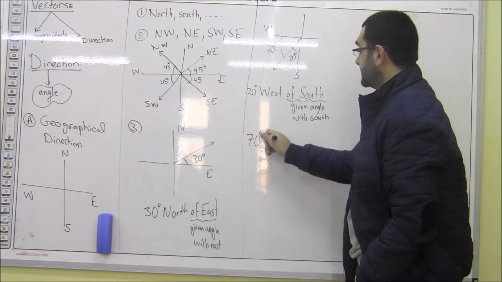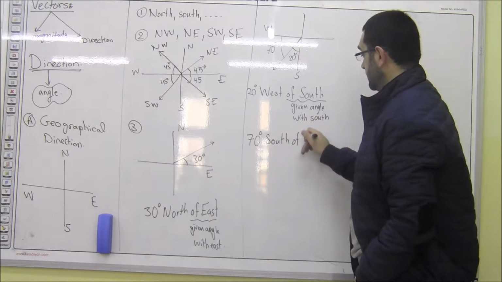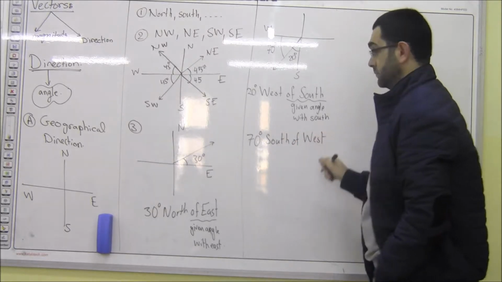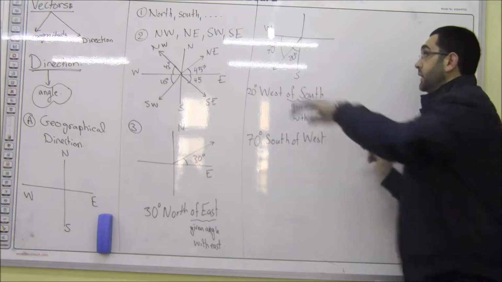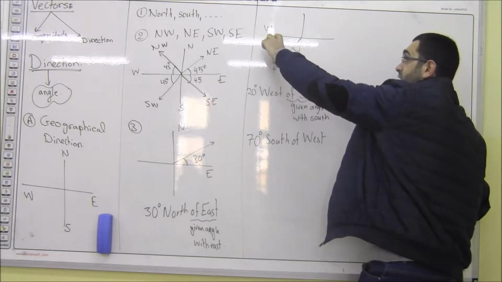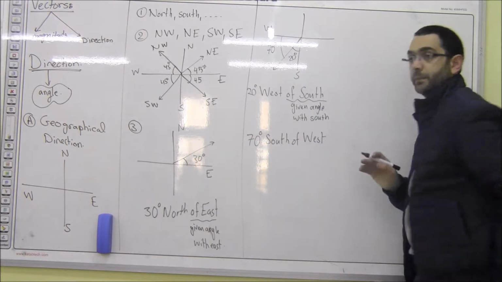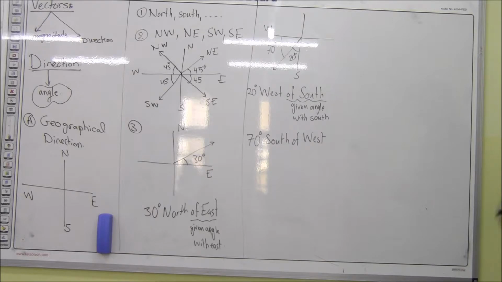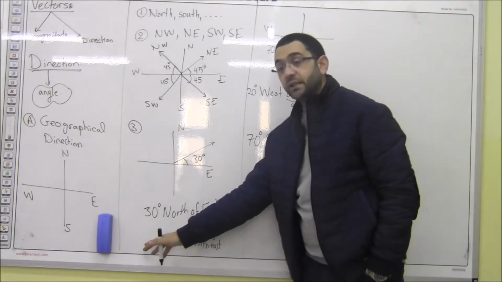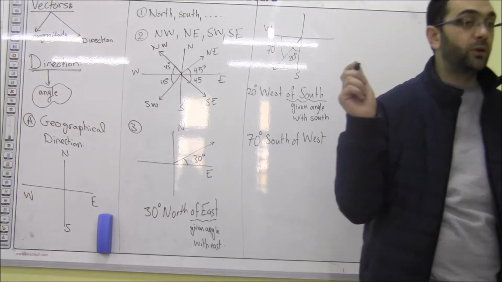I may describe it like this: 70 degrees south of west. The angle, if this is 20, this is 70. The 70 is with west, so I may write it 70 degrees south of west. Clear? Similarly here, I may write it 60 degrees east of north. Any question about this?